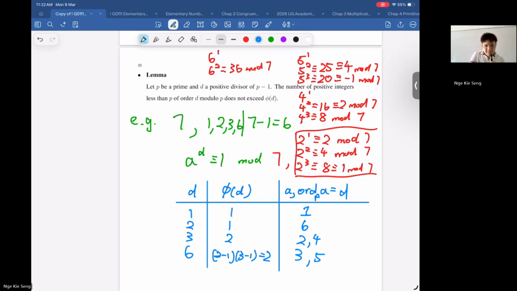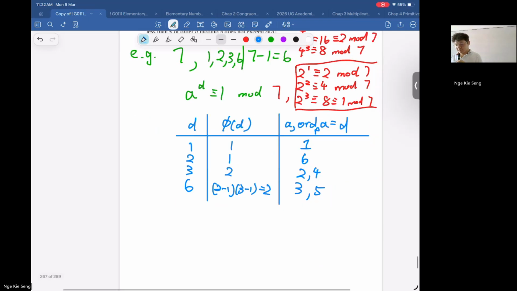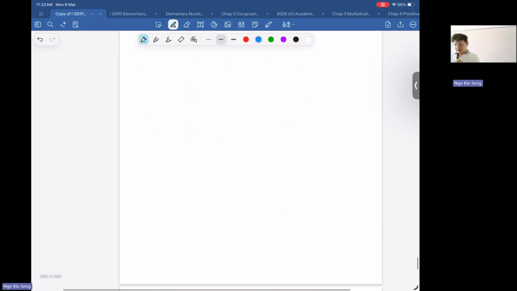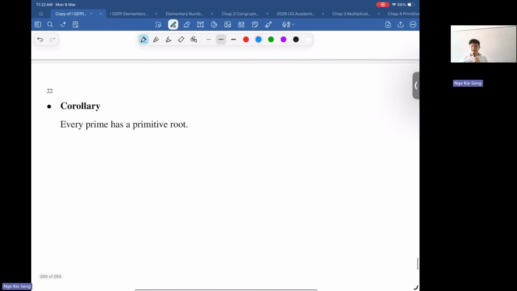I think the proof is also very interesting. I'll see if I want to prove it next time. Then the corollary is actually that every prime has a primitive root.